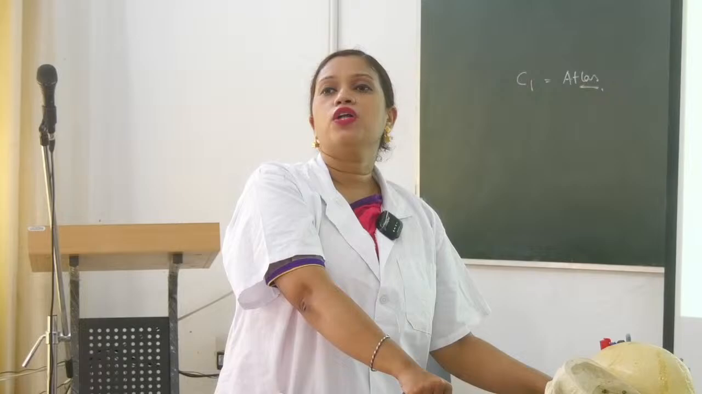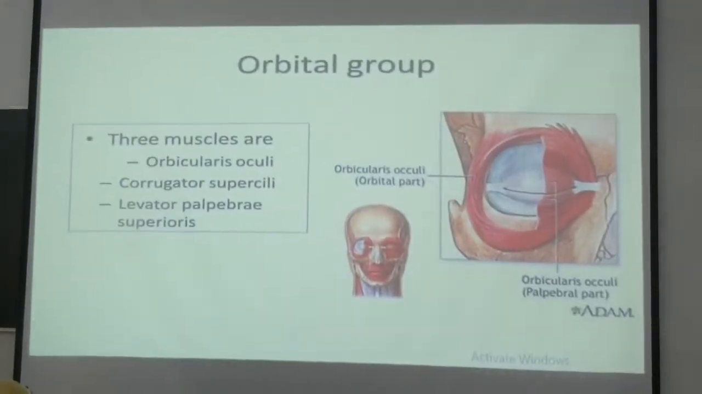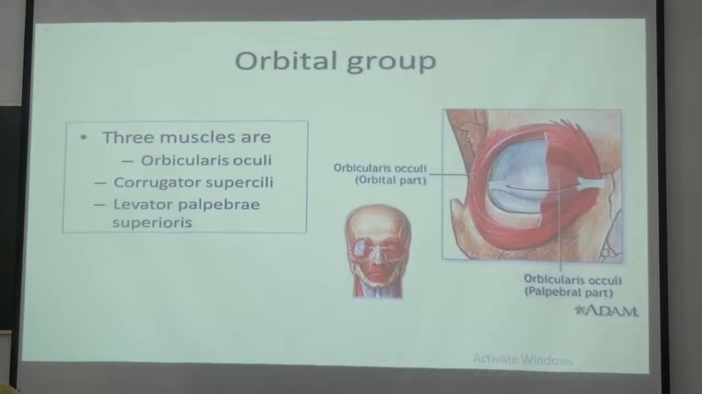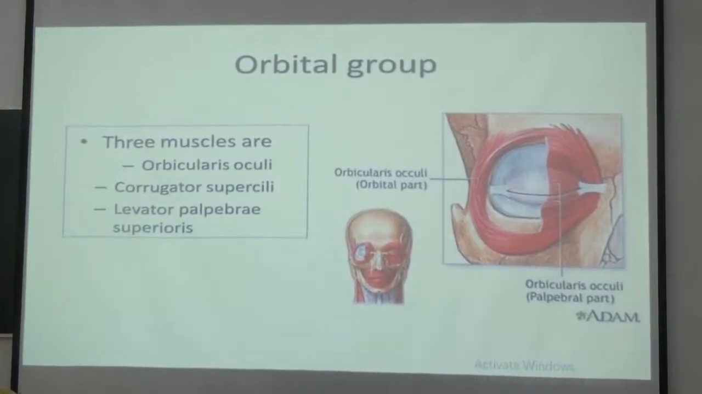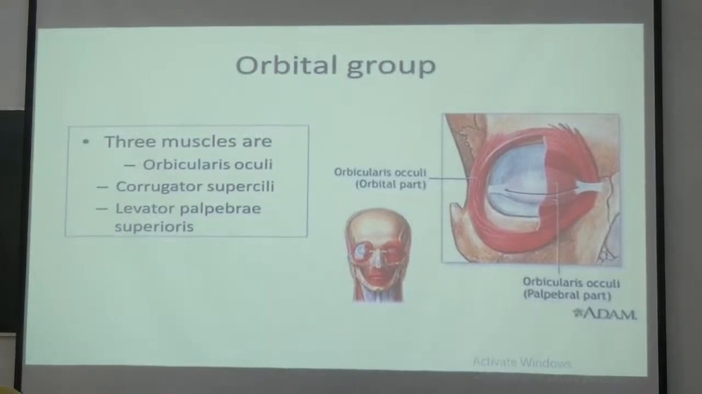So how many eyeball muscles are supplied by the oculomotor nerve? All except the superior oblique and the lateral rectus. Superior oblique is supplied by the trochlear nerve, and lateral rectus by the abducens nerve. So all the remaining eyeball muscles, including the LPS, are supplied by the oculomotor nerve.